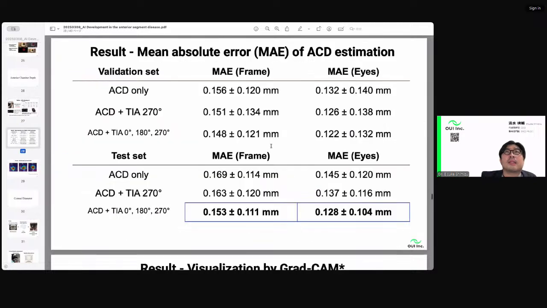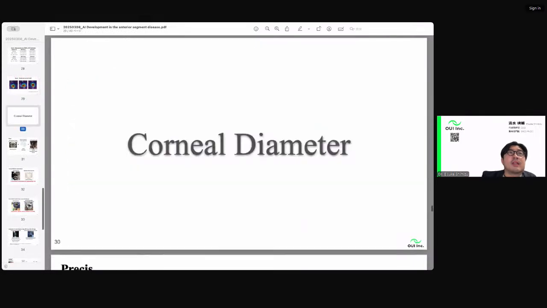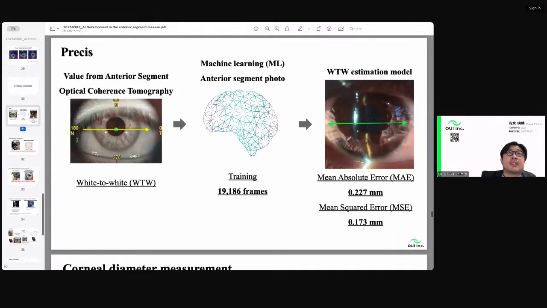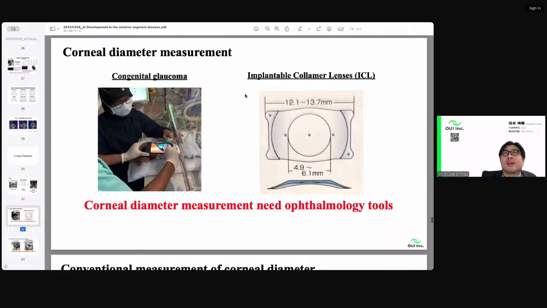We call it the CASIA system. You can see that the MAE itself is quite good. If the patient's ACD is lower than 2.5, there could be a risk of angle closure, and it can identify that pretty well. Now, this is the last one, for the corneal diameter. The same principle using CASIA to calculate white-to-white, and the MAE is about 0.2 millimeter. So we are trying to expand it to screening of congenital glaucoma and ICL implantation.